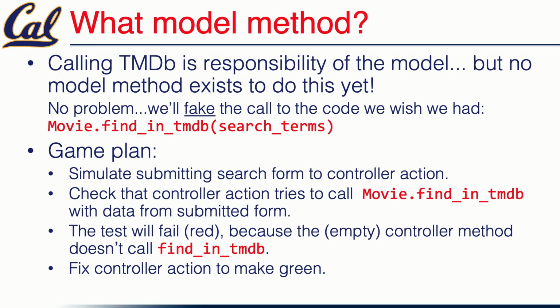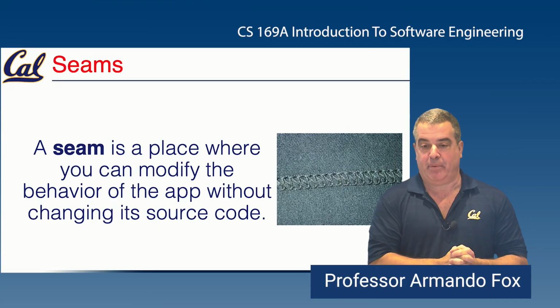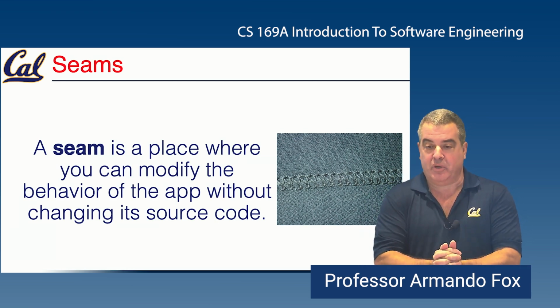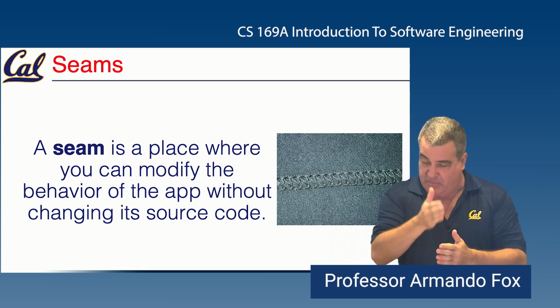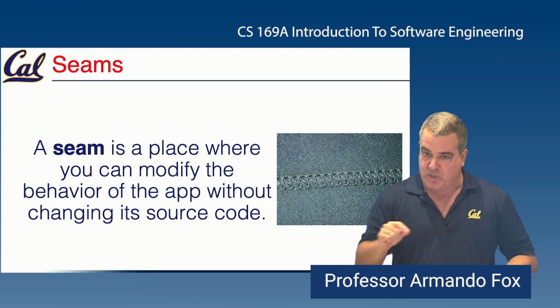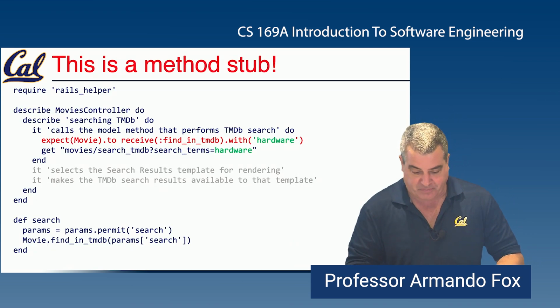And then the question is, how do we do that without actually creating this find_in_tmdb class method of Movie? This is where seams come in. A seam is a place where you can modify the behavior of the app without changing the source code of the app. And this is awesome because in a test, this is exactly what you wish to do. You wish to artificially control some behaviors of the app in order for the test to be able to focus on its one thing, but you'd like to do that without having to change the source code of the app just for testing purposes. Here's how we do it.